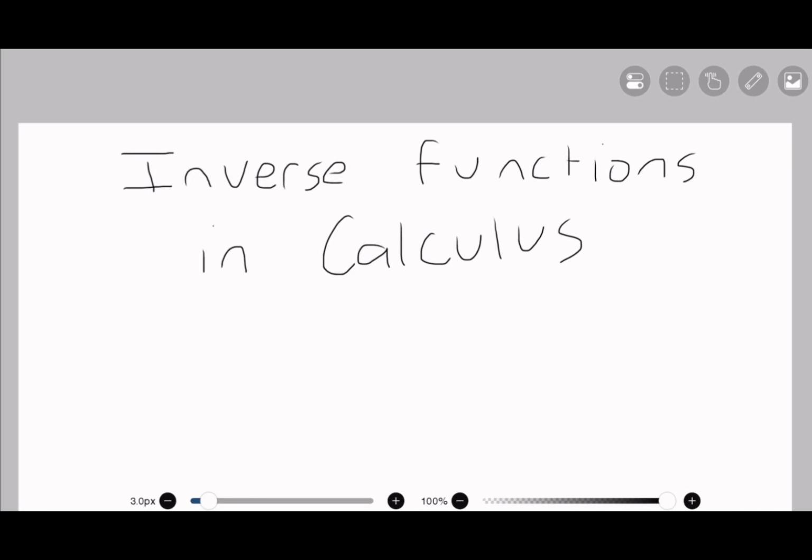So when going over inverse functions in calculus, one of the hardest parts is not understanding how the inverse functions work. Finding the derivative is pretty simple, but not knowing how to apply it with inverse functions can be difficult. So in order to really grasp the concept of this, we need to know how inverse functions work.